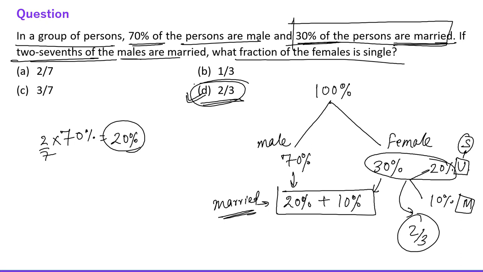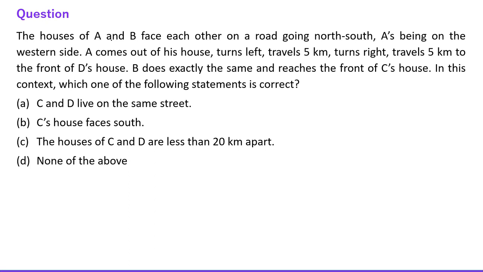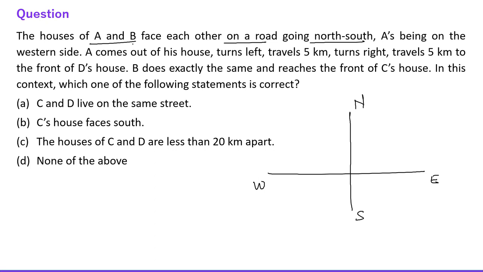The next question says, the houses of A and B face each other on the road going north-south. Okay everyone, this is north, this is south, this is east, and this is west. The houses of A and B face each other, so this is the road going north-south. A is on the western side. So this is the house of A and this is the house of B. They are facing each other.